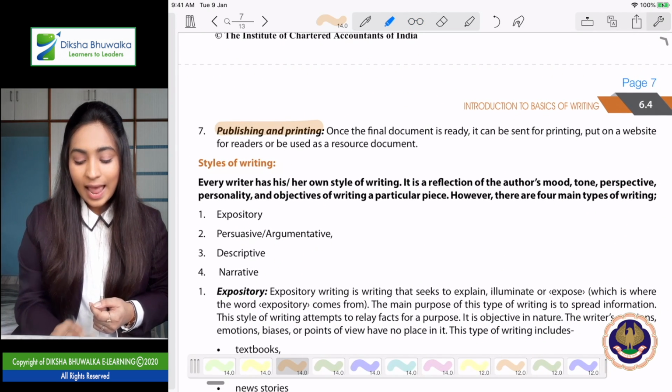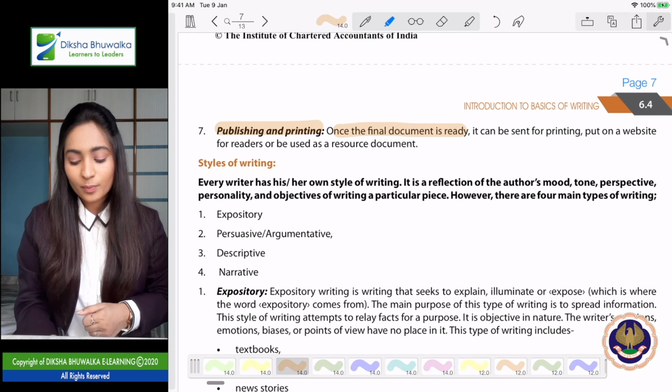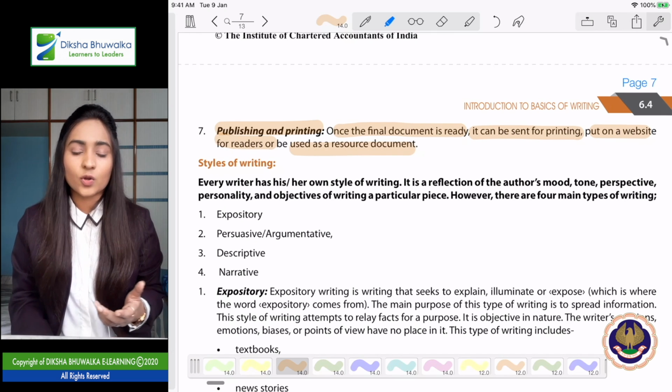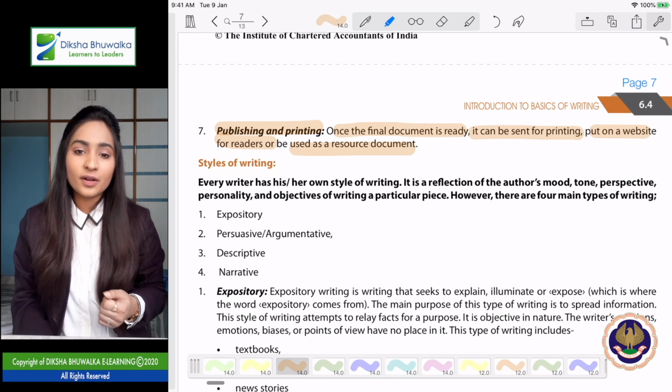Now, publishing and printing. Once the final document is ready, it can be sent for printing, put out on a website for readers, or be used as a resource document. That will happen when you start working for firms.